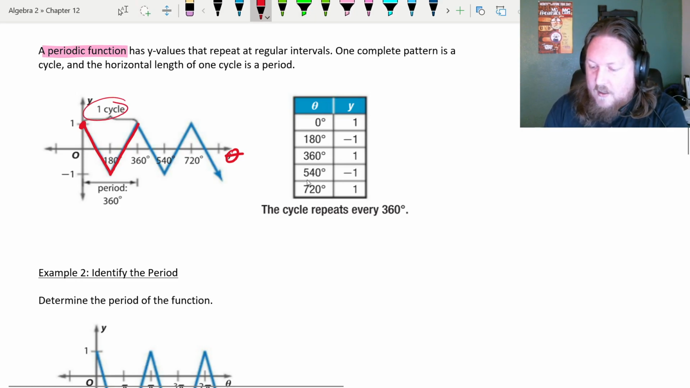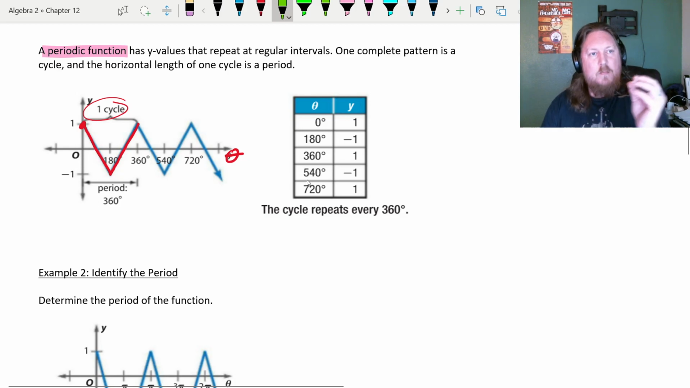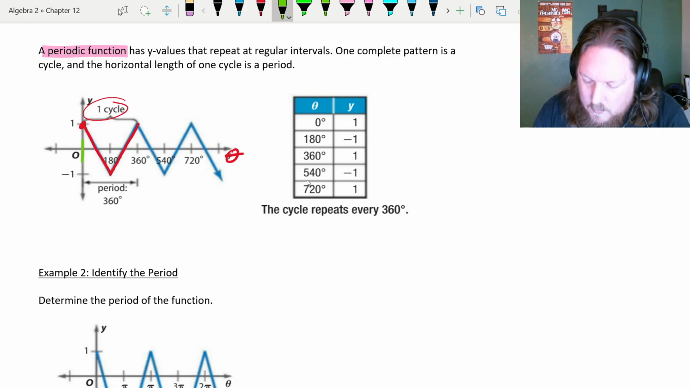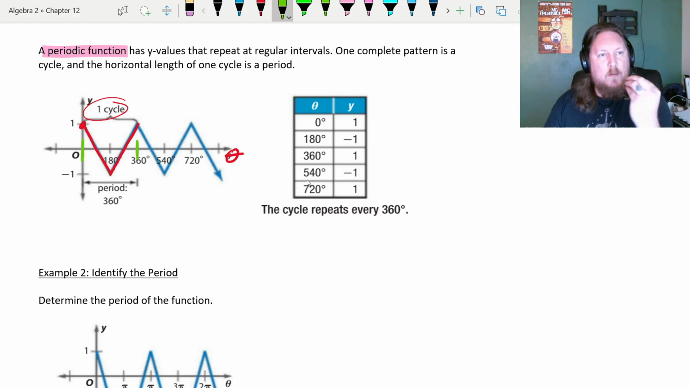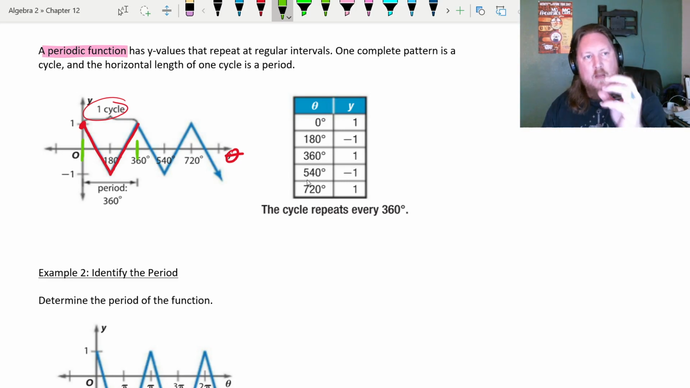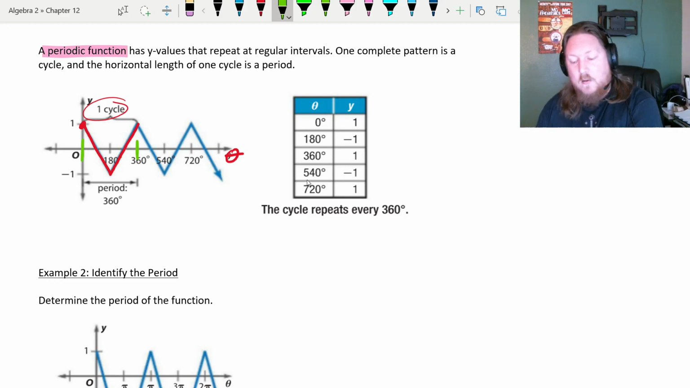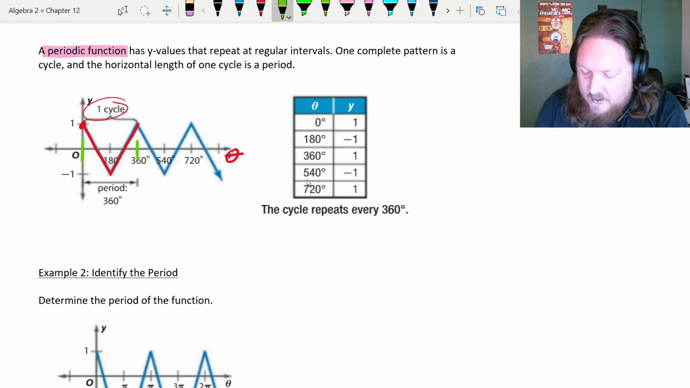Now, what's important about identifying the cycle is there's some domain. Here we start at 0, and we end at 360, where the function describes all the different points in that cycle. Which means in the next cycle, we already know what all those y values are going to be, and they all correlate to some other number in the period where it's repeating. And that's the idea behind the period: what is the domain of what's repeating?